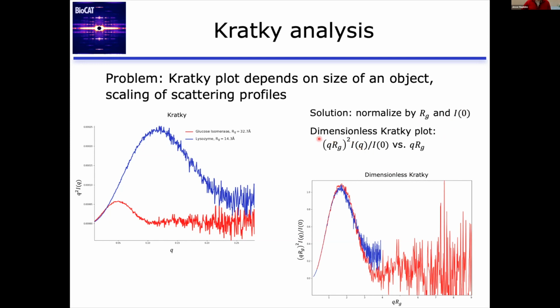And so we create what we call a dimensionless Kratky plot, which is plotted as QRg squared times I of Q over I of 0 versus QRg. This removes the size effects, the concentration effects, anything like that. And so things that are the same shape, like glucose isomerase and lysozyme, look the same on a dimensionless Kratky plot. And you can see that here, the blue and the red curves essentially overlay.